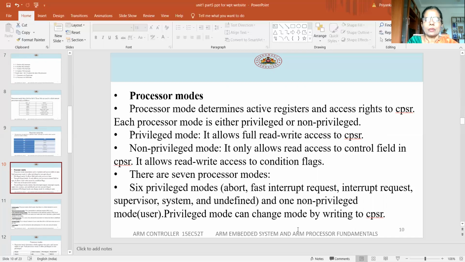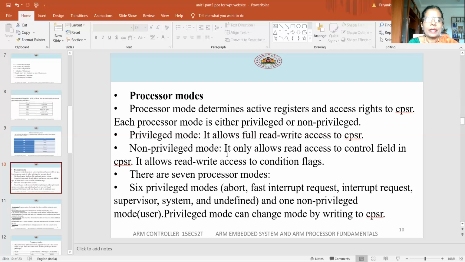Non-privileged mode only allows read access to the control field. Control field is bits 0 to 7. The flag field starts from 24 to 31: 24, 25, 26, 27, 28, 29, 30, 31. So 24 to 31 is the flag field. Out of 24 to 31, only 4 conditional flags are there: 31, 30, 29, 28. So you will have read and write access only to the conditional flags, and only read access in the control field. Such a mode is called a non-privileged mode.